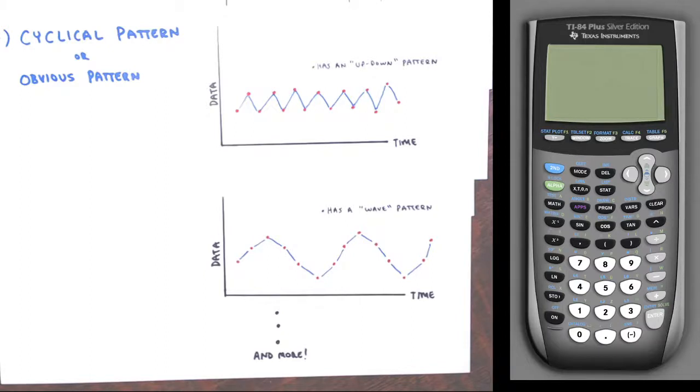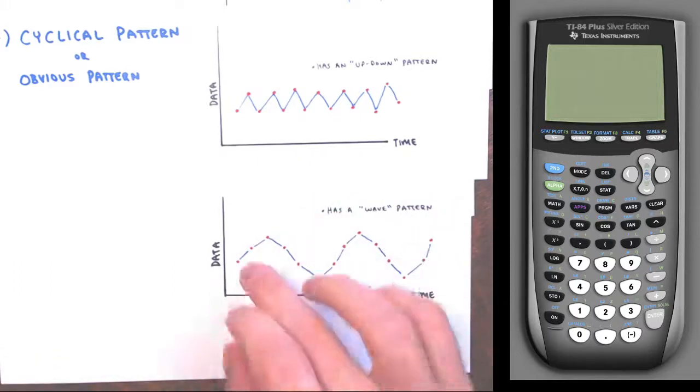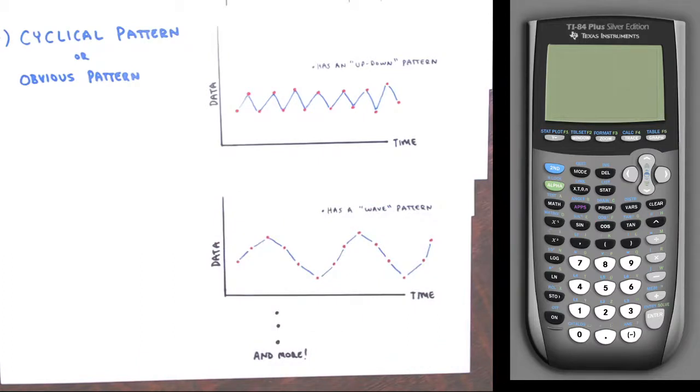All right, and of course, and more, right? There's obviously more perfect patterns out there that could occur in your data. Maybe they form a parabola shape, or a perfect line, or something that's not going to occur naturally.